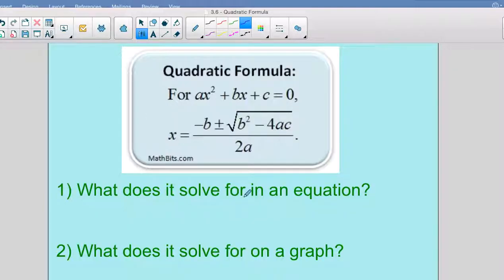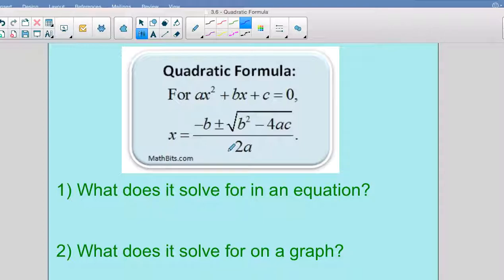All right, so if we look at the quadratic formula, I kind of want you to try and answer these questions on your own and just think about them for a second and then resume the video after you've answered them. So do that throughout the whole video. But basically, what does it solve for in an equation, right? So pause the video and then resume when you think you have an answer.